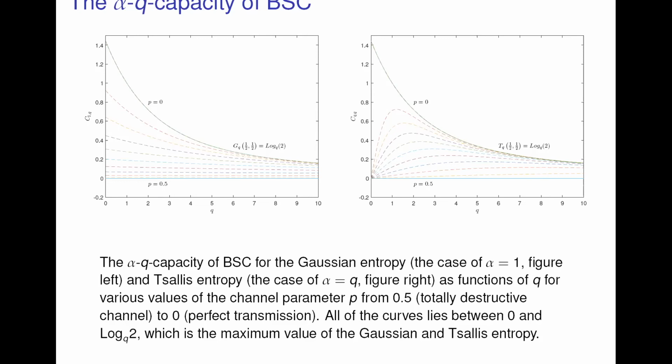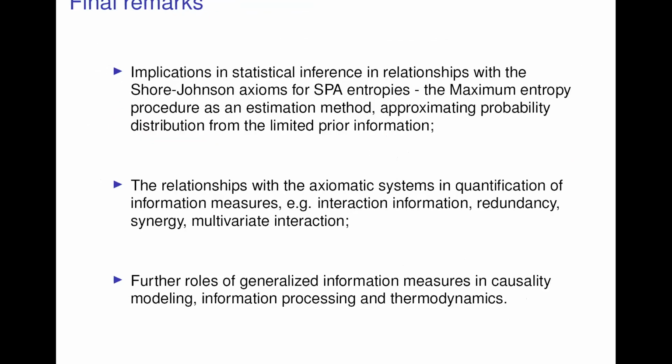In the case of P equals 0.5, which is the case of a fully destructive channel, we have zero capacity, which means that we do not transfer information through the channel. In the case of P equals 0, we have the channel capacity equal to the maximal input information, which is log Q in the case of Sharma-Mittal information measures. And between these two cases, we will have the range of possible behavior of Sharma-Mittal capacity.